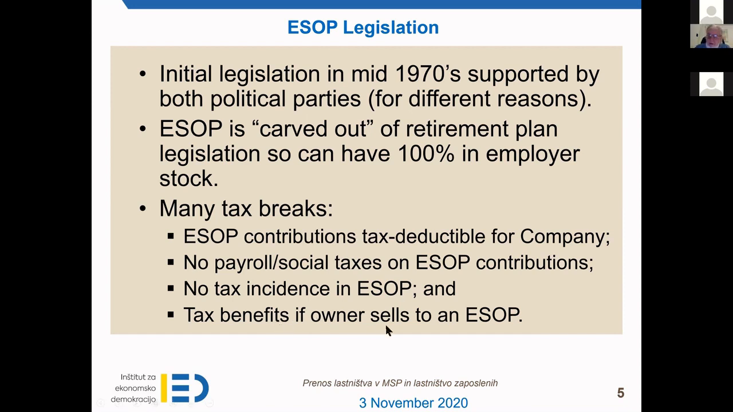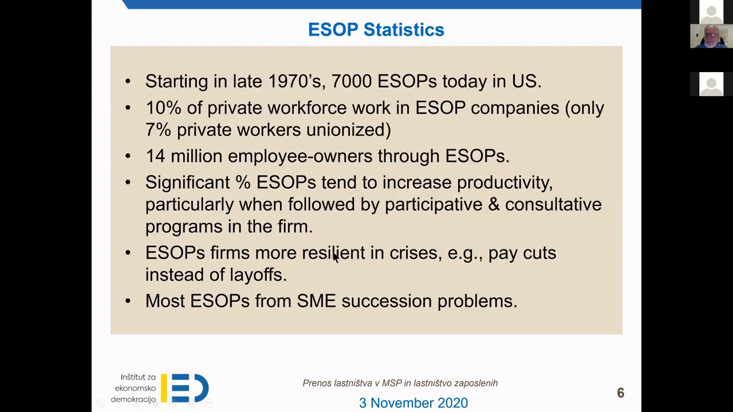Furthermore, if the owner sells to an ESOP, there are tax advantages for the owner. In particular, if they roll over the money they get from selling their shares into other investments, then the capital gains tax is all deferred until you finally sell the other investments. So that's a whole set of tax benefits that have funded, as it were, the American ESOP.